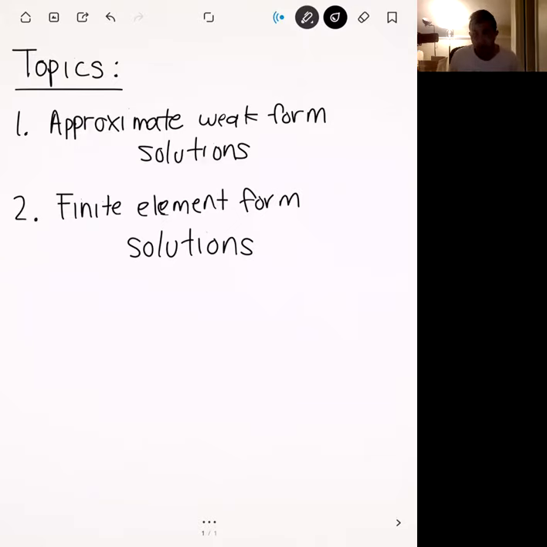The order is good because going over the weak form first will lead us into the finite element form solutions. My plan for this review is, for each of the topics, to talk a little bit about the theory behind it, the general approach you would use to solve these problems, and then do one example each, which will come from the recent homework that was just turned in. All right, so let's get started. The first thing we're going to go over is the weak form solutions.